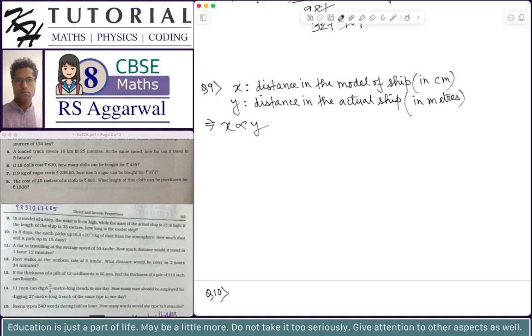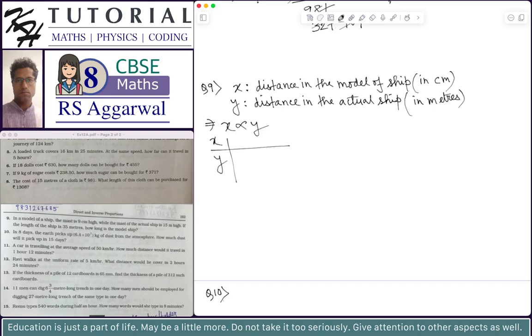So if the height of the mast in the model is small, then appropriately the height of the mast in the actual ship will also be small. And if the height of the mast in the model is more, the more will be the height of the mast in the actual ship. So let's quickly now create a table of x and y.